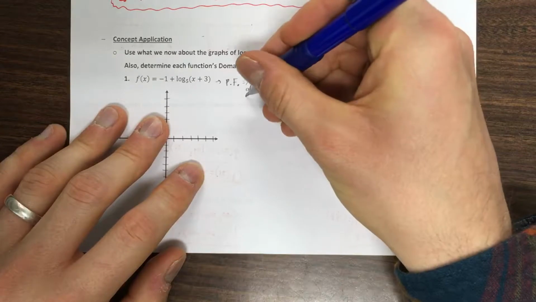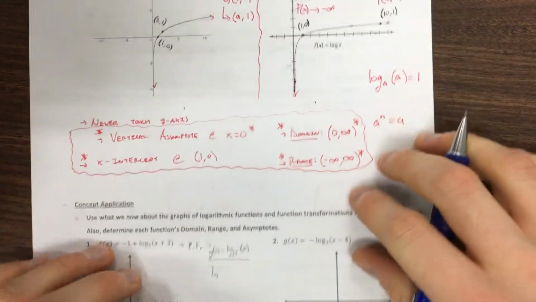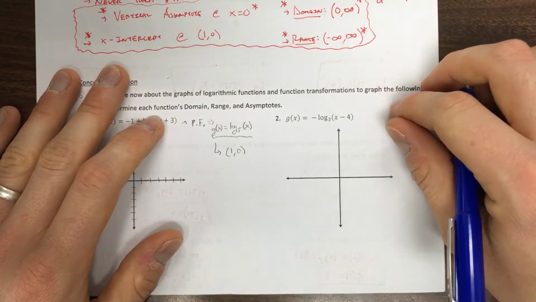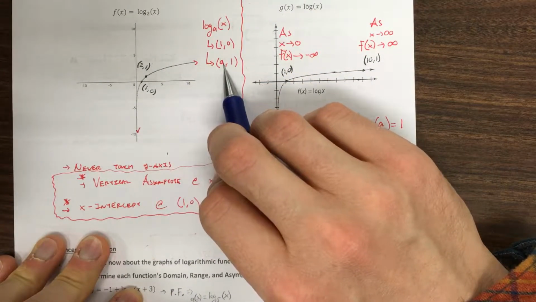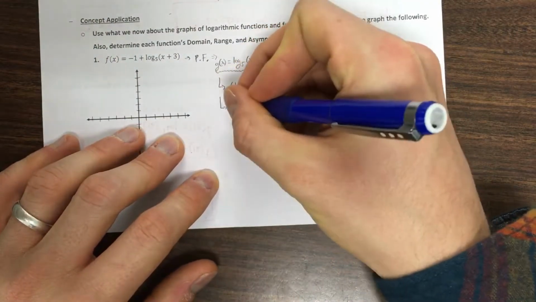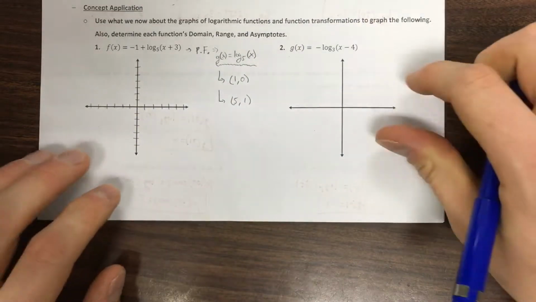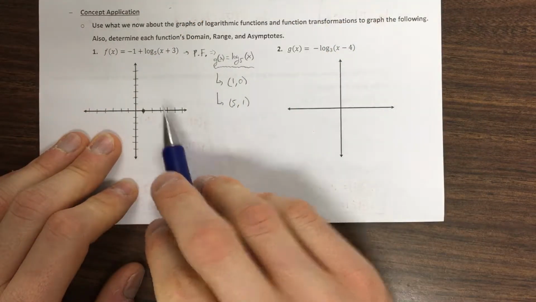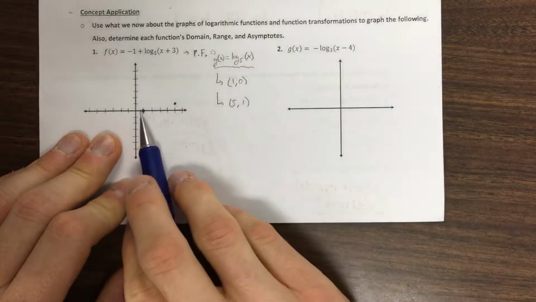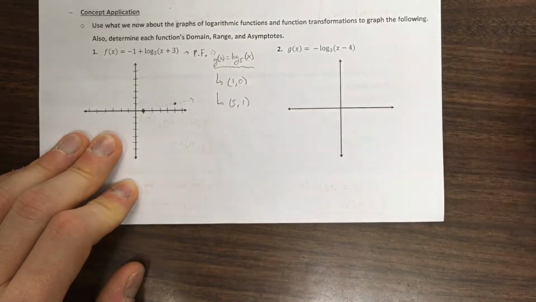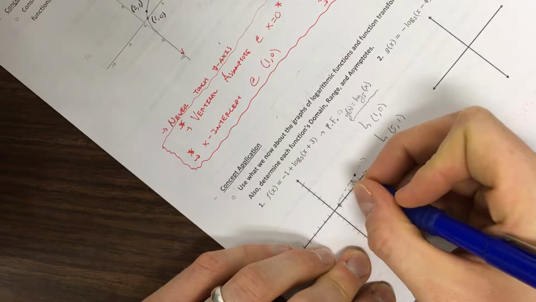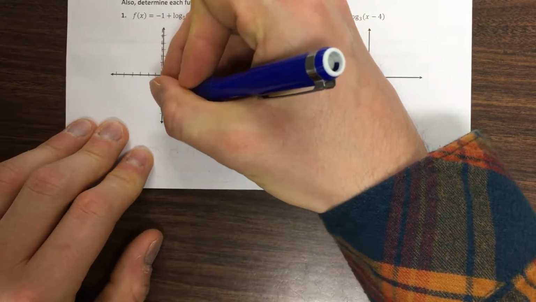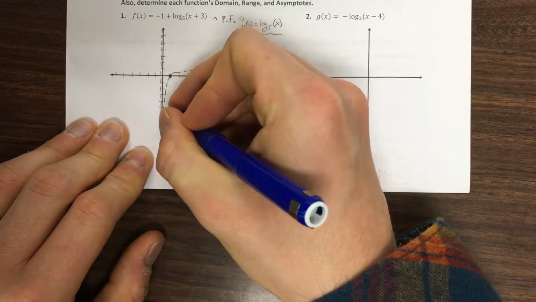Now we know that this parent function will go through two key points. All of our logarithmic parent functions will always go through 1, 0. But they will also go through the point base comma 1. Because our base here is 5, it will also go through 5 comma 1. So if we plot these points and graph the function, it's going to look something like this. But as it goes this direction, we also have this vertical asymptote on the y-axis. It's going to approach the y-axis but never touch.